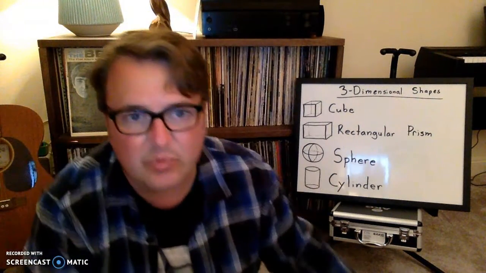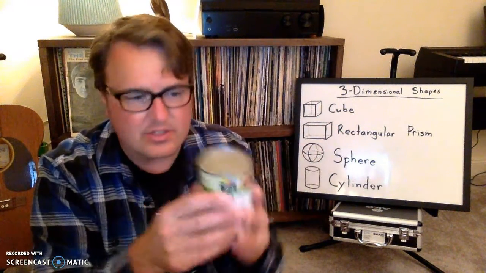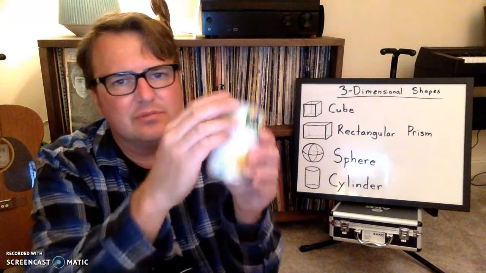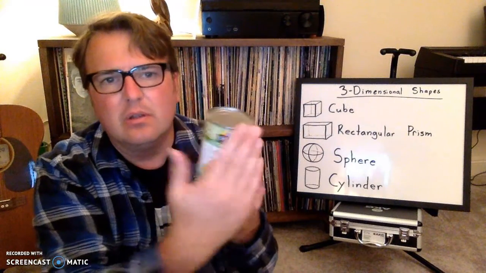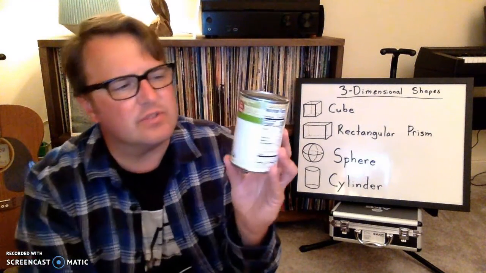Here's another good example. I look like I'm in a commercial for beans. Get your organic refried pinto beans today. Get this cylinder full of them if you want. So let's check this out. This cylinder is a can. It's got the top. It's got a bottom. And then the label is a flat, curved surface, the flat surface that wraps around.